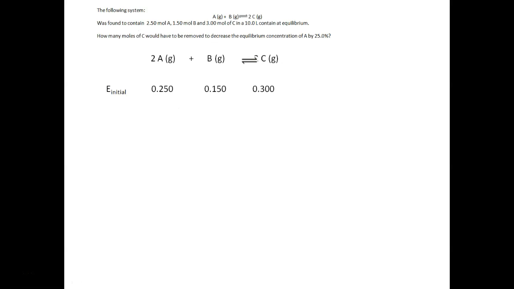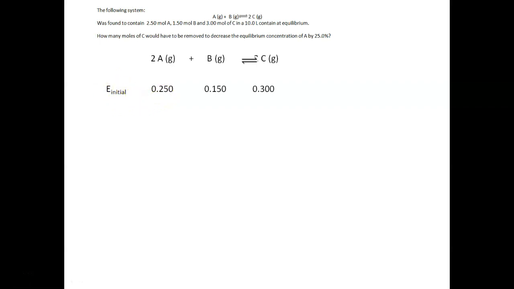Now, if we look at this example, we can see that we do not have our equilibrium constant. But we are told that we have equilibrium amounts. First of all, we're told that we have moles. So when we put it into our ICE table, we have to calculate concentration. So we just take our moles and divide it by our volume. And then we're told that these are equilibrium concentrations. So this is my initial equilibrium concentrations.